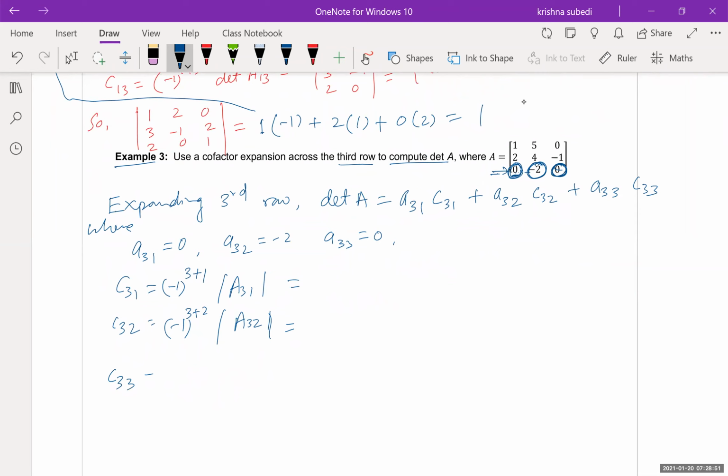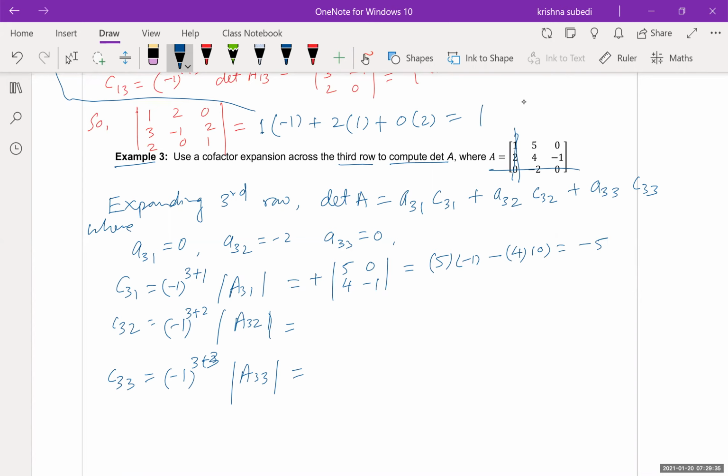And C33, that's what we need in the formula, which is -1 to the power 3 plus 3, and that's going to give me A33. So let me calculate that. -1 power 4, which is positive. A13 means you ignore the third row and first column. Whatever is remaining, you write it down. So it will be positive, and then that's going to be 5, 0, 4, and -1. And this means you can write this down, 5 times -1 minus 4 times 0. So that's going to give me -5.